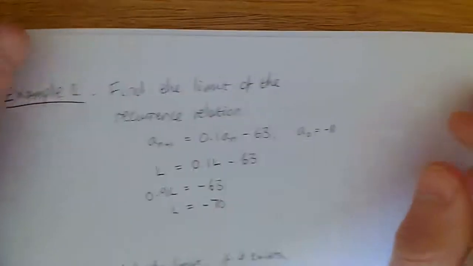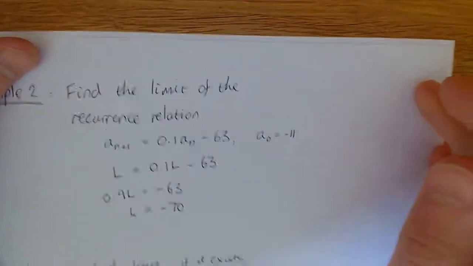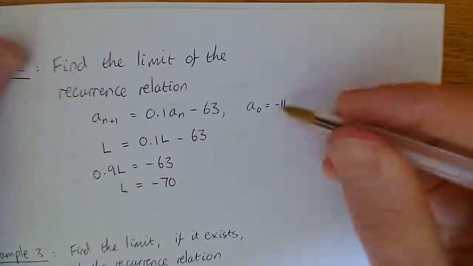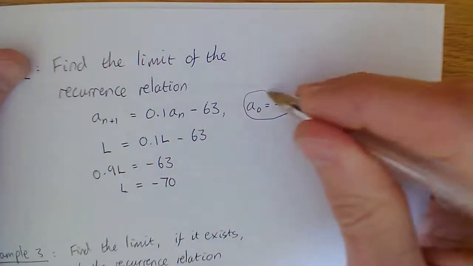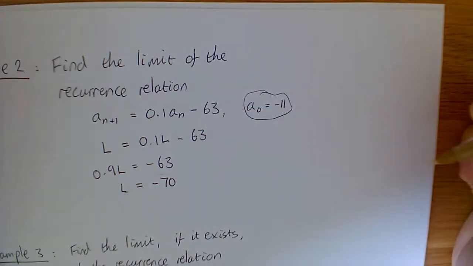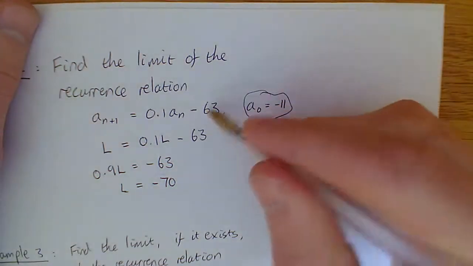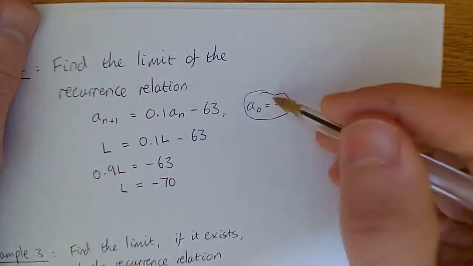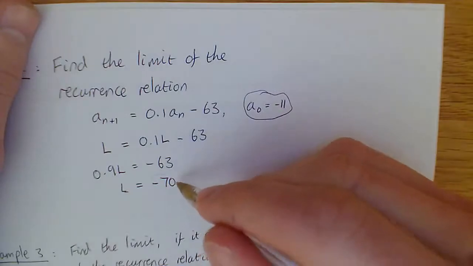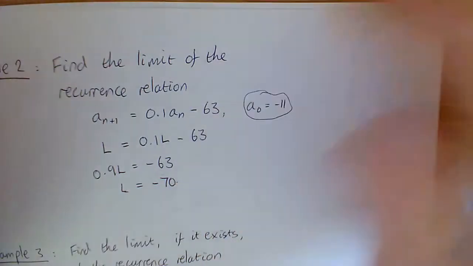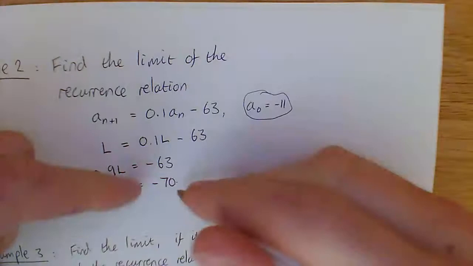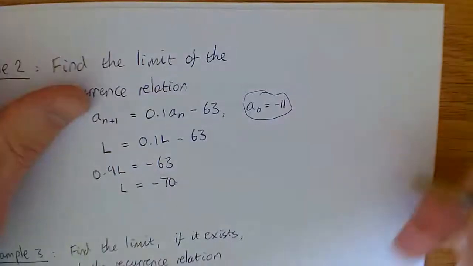Now, there is one thing I would point out, and this is super important. At no point do we involve A0. And that means that it doesn't matter where we start, whatever number we start with in our sequence will always end up converging to -70. It might take a longer or shorter amount of time, but it'll always get towards -70.